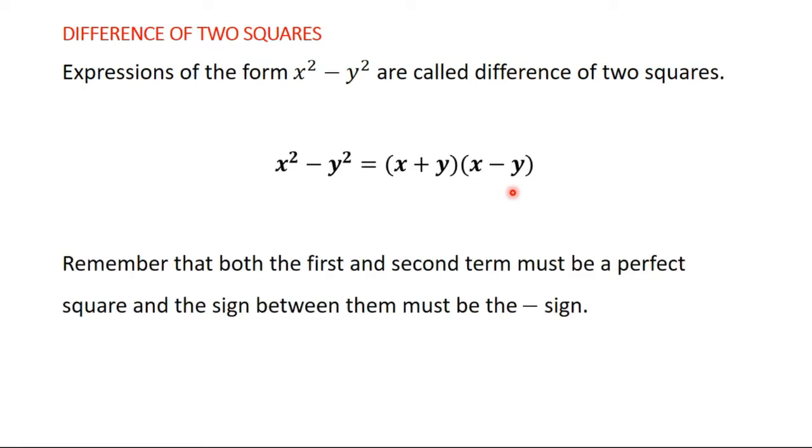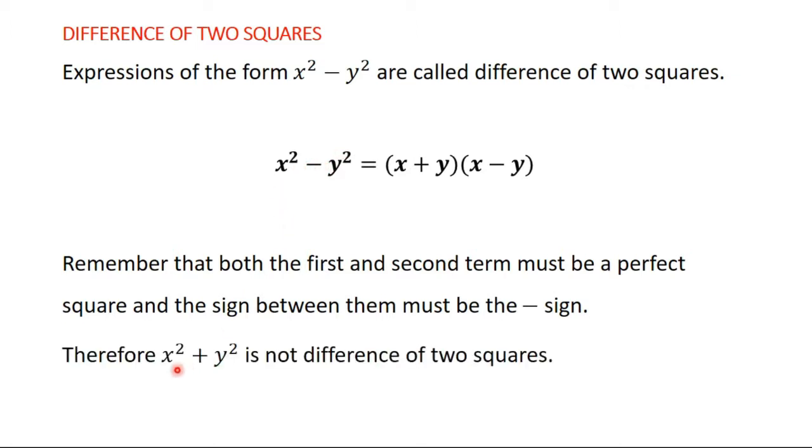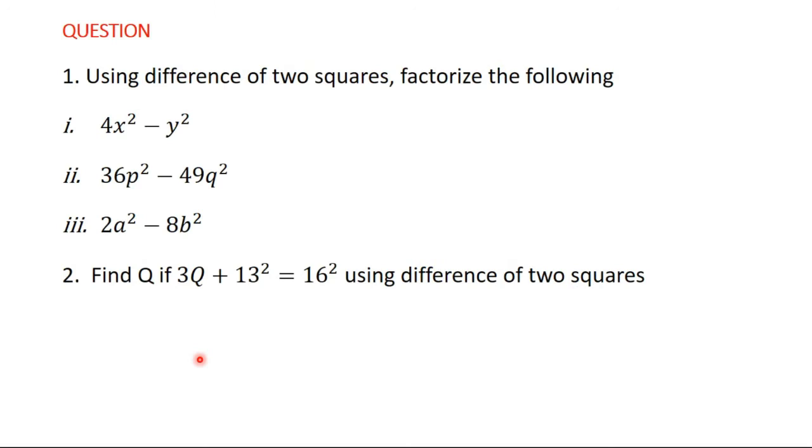But there are some things that you must take note of. Remember that both the first and second terms must be a perfect square. That is, it must be that term squared. And the sign between them must be the negative sign. So if you have x squared plus y squared, it is not difference of two squares. For this to be difference of two squares, the sign here must be negative, not positive. Now let's pick some examples and see.